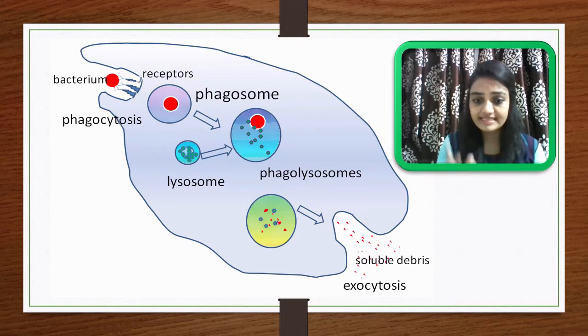Not only will bacteria be degraded, the whole cell may also burst and be killed. Okay, and that's why this type of lysosomal activity, or the lysosome itself, is considered a suicidal bag, because by the activity of a lysosome, the whole cell may burst and be killed.